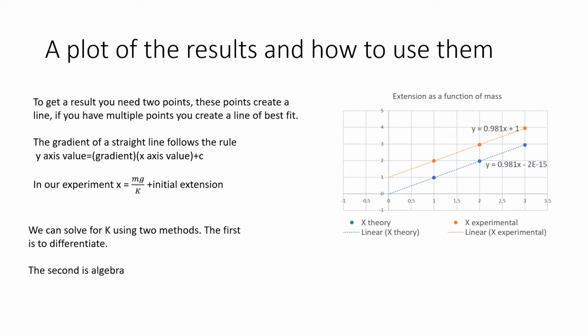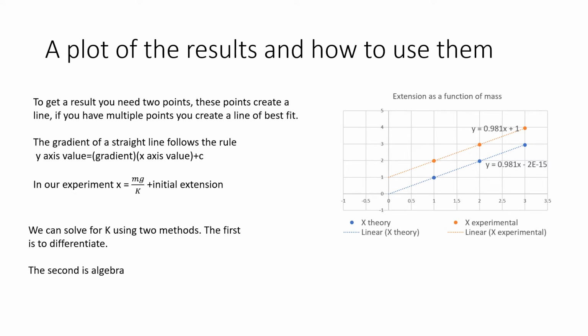So you might know the equation y equals mx plus c, and basically what that says is the value on your y-axis is equal to the gradient multiplied by the value on your x-axis plus some constant c. So for our experiment, the extension x is equal to mass times gravity divided by the stiffness k plus the initial extension.